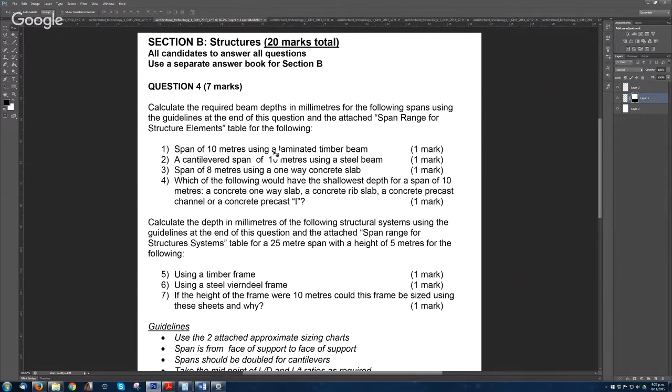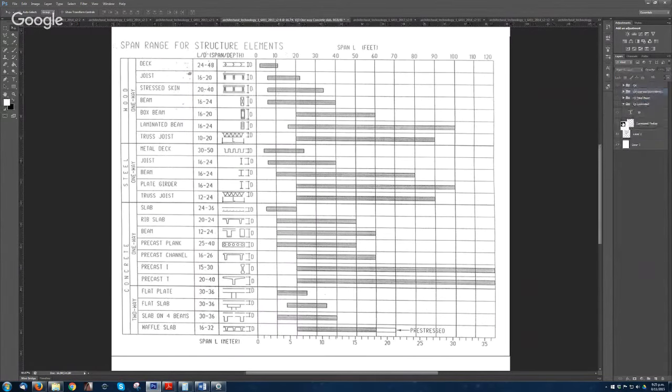Span of 10 meter using a laminated timber beam. So this one is a structural element. So it's this one. I've already done some of the lines. So it's 10 meter span. It's asking for 1.6. Question 1.6 again. Okay, let's go back.